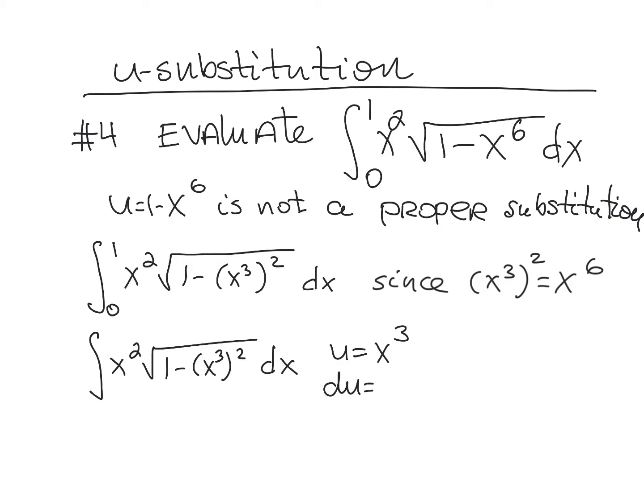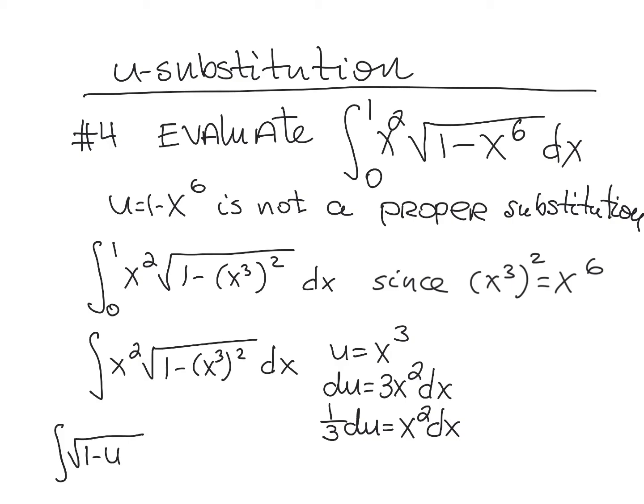Let u equal x cubed. du is 3x squared dx, so 1/3 du is equal to x squared dx. And now let's rewrite this integral in variable u. Inside the square root we'll have 1 minus u squared, since u is x cubed, and then x squared dx is 1/3 du.